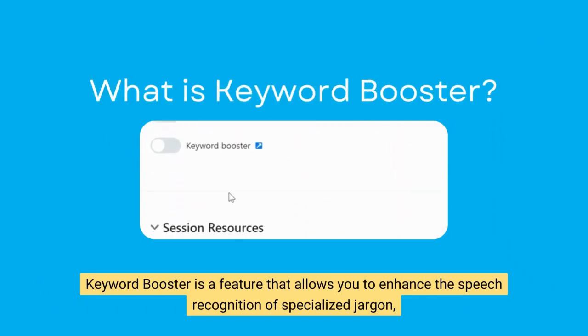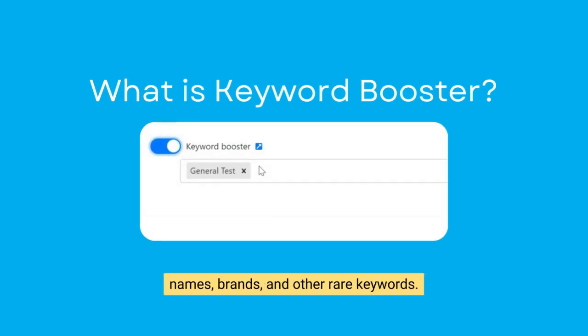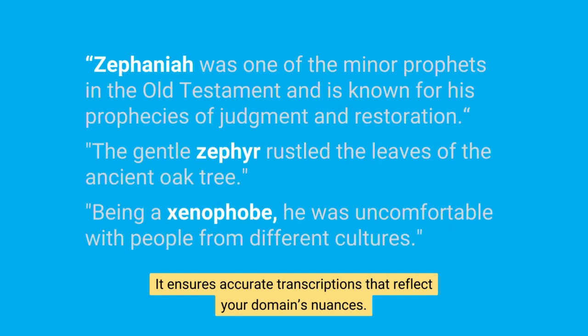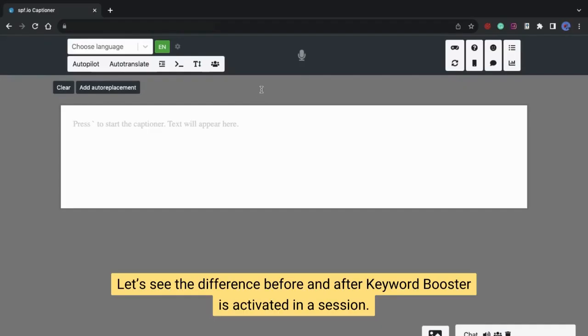Keyword Booster is a feature that allows you to enhance the speech recognition of specialized jargon, names, brands, and other rare keywords. It ensures accurate transcriptions that reflect your domain's nuances. Let's see the difference before and after Keyword Booster is activated in a session.